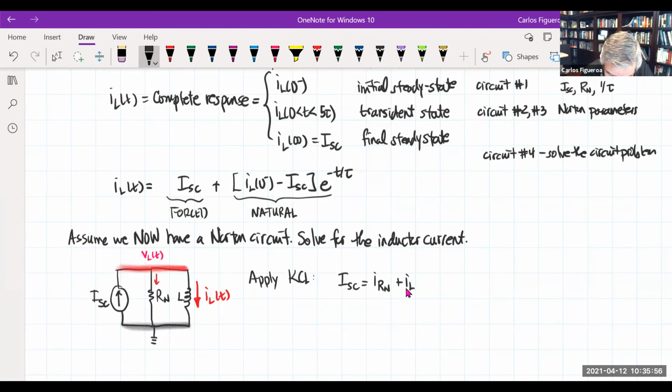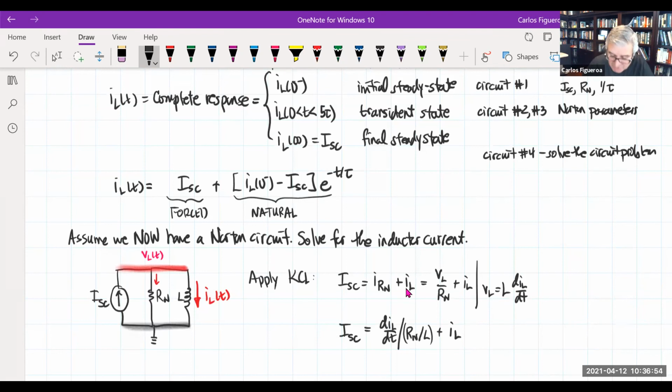Now, I need to convert this into a differential equation. The current of the Norton resistance should be VL over Rn, plus IL of t, but I know that VL is L di/dt. If I bring this into the equation, I get dIL/dt times L over Rn, I'm sorry, I should have said Rn, plus the inductor current, and this equals I short circuit.